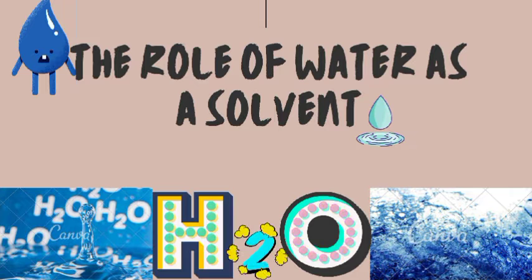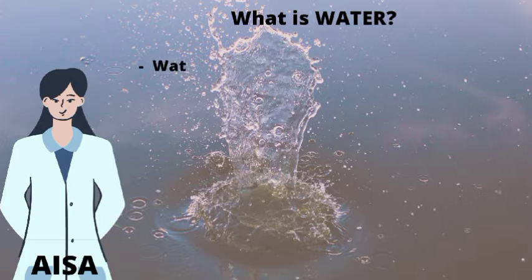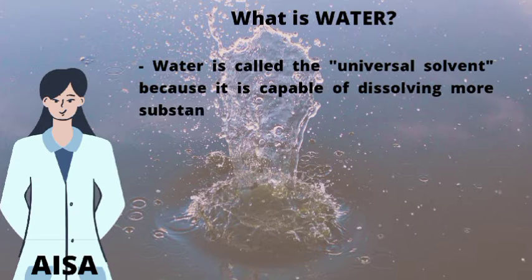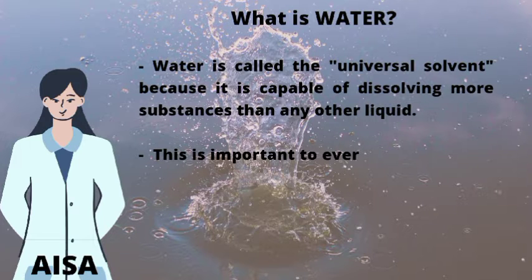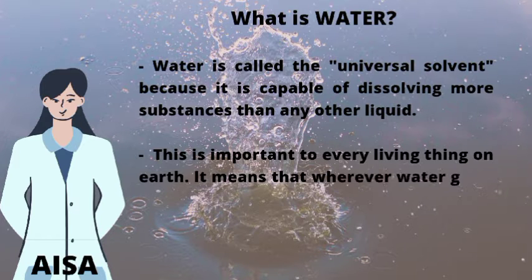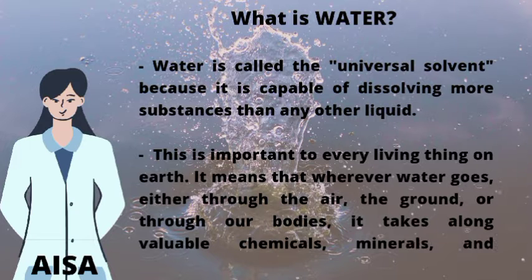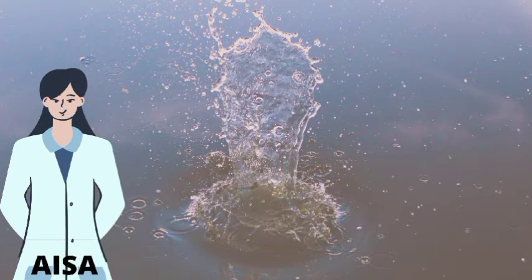The role of water as a solvent. What is water? Water is called the universal solvent because it is capable of dissolving more substances than any other liquid. This is important to every living thing on earth. It means that wherever water goes, either through the air, the ground, or through our bodies, it takes along valuable chemicals, minerals, and nutrients.